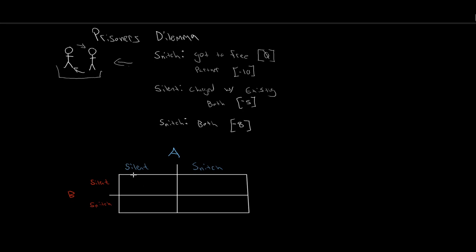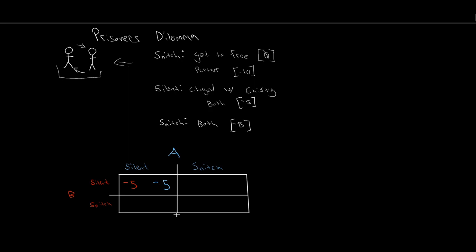What we want to do is fill out this payoff matrix, this game matrix, as to what each individual player's payoff, what their reward is going to be based on each box. So, to start off, let's start in the top left here. That is this intersection of silent. That is if they both stay silent. Well, what happens in this case? If they both stay silent, they're charged with existing and they both get 5 years in jail. So, okay, we're going to go negative five and negative five.